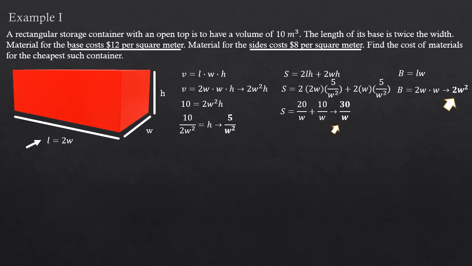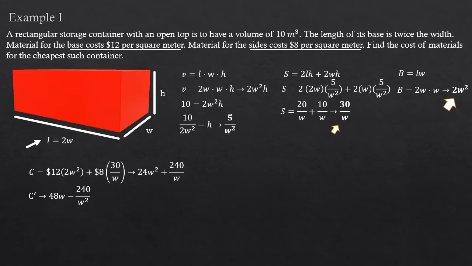So $12 per square meter means $12 times the function for the area of the sides, plus $8 times the function for the area of the base. Flip-flop those, so $12 times the area of the base and $8 times the area of the sides. So if you do that, you get 24W squared plus 240 over W.